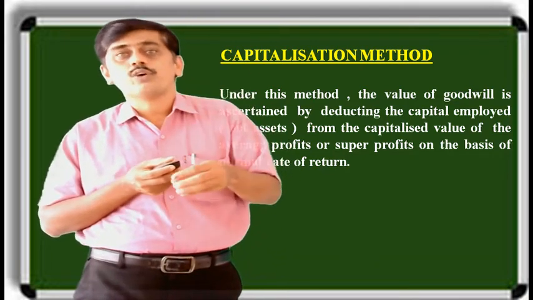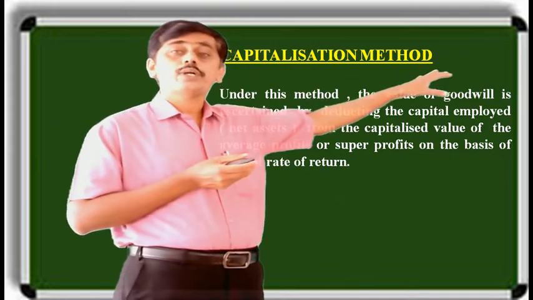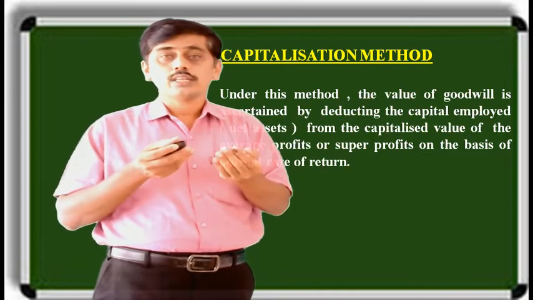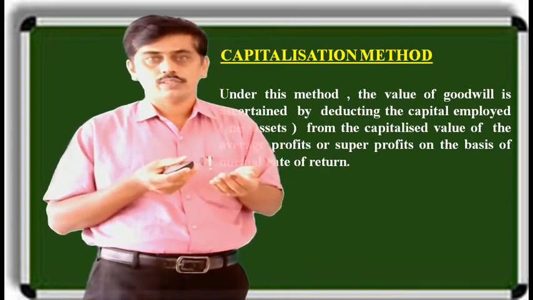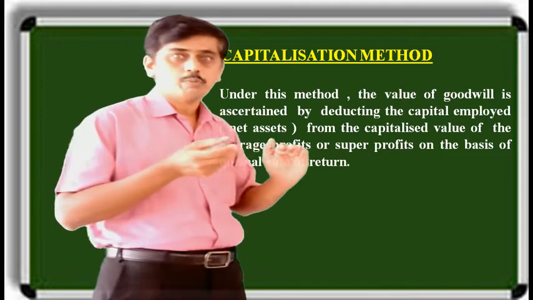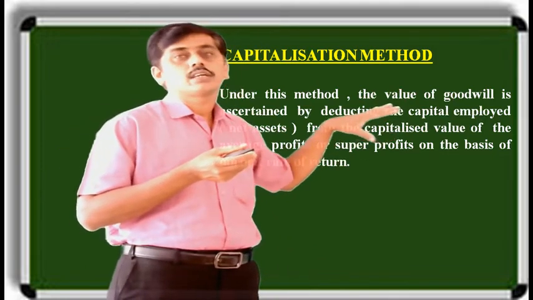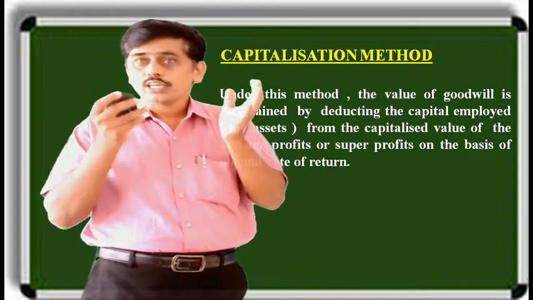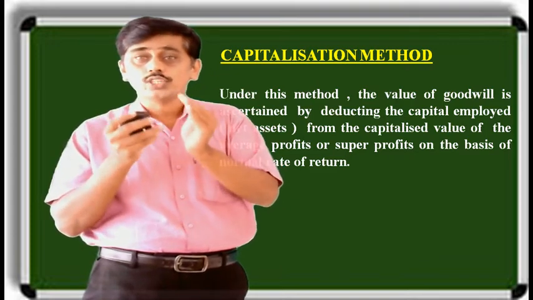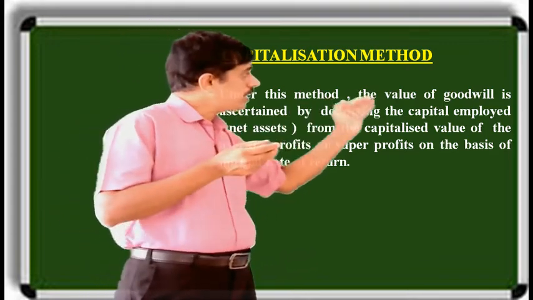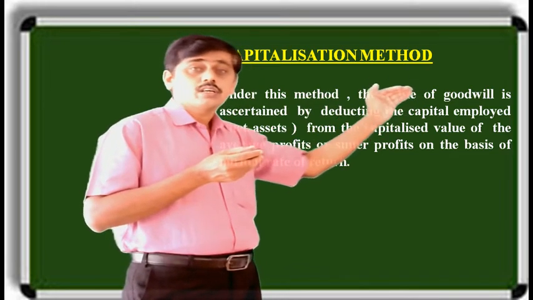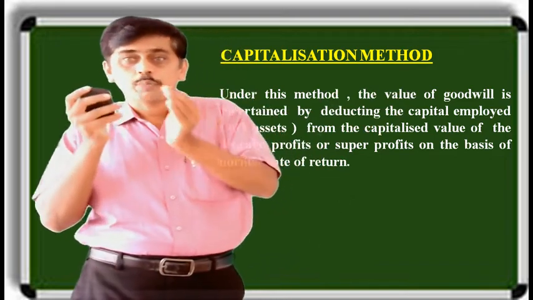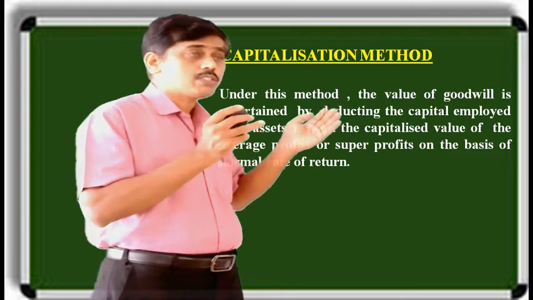Then from that capitalized value of business we deduct the capital employed, that is the net assets of the business on a particular date. Then we will get the value of goodwill. It will be more clear by taking an example. Before that, you should know what the capitalization method is. It's a method where the value of goodwill is ascertained by deducting the net assets of the business from the capitalized value of the average profits or super profit.